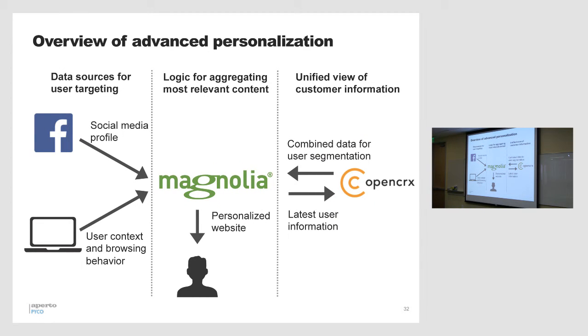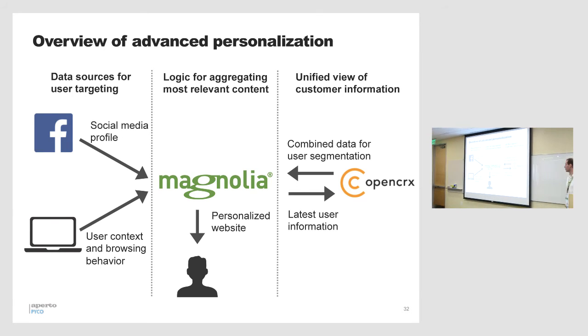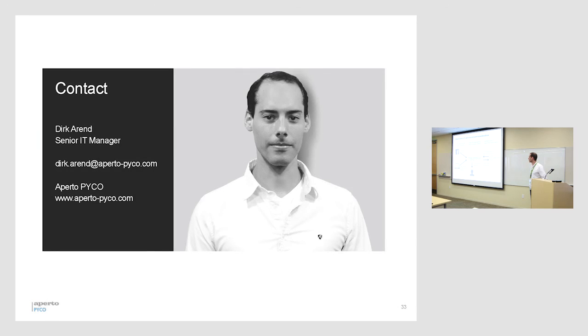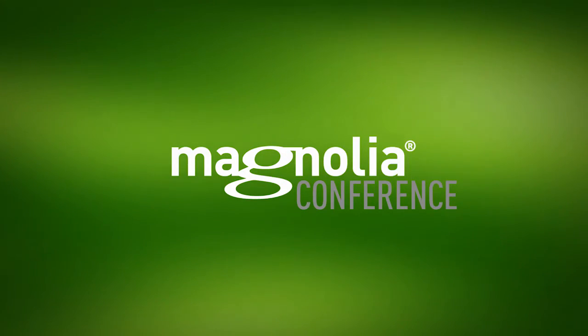Okay, and here's already my last slide. So what did we do for advanced personalization? We are using different data sources for collecting user information: either social media, the user context, or browsing behavior. We collect all this information with Magnolia and push it to a CRM. In our implementation, it's OpenCRX. We add additional customer relationship information into the CRM, and Magnolia is fetching all the combined data to target the user and to provide dynamic content, which matches the user's interest. Yeah, that's it already.